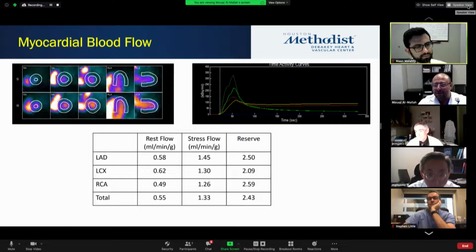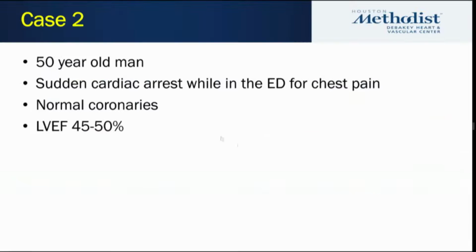All right, so this is what we do for coronary applications in cardiac PET. I'm going to show you quickly some non-coronary applications. This is a 50-year-old man. He woke up in the middle of the night because of chest pain. He was taken to the emergency room. As soon as he arrived in the emergency room, he developed VFib arrest and he was resuscitated.